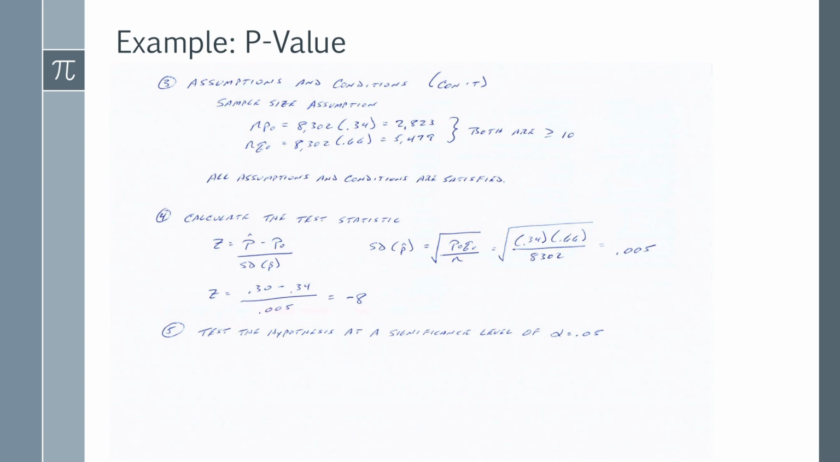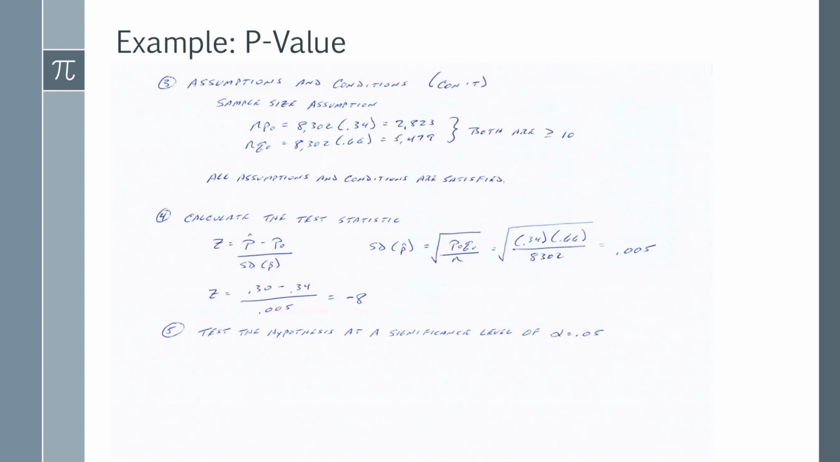The next step is to calculate the test statistic. Our test statistic z is equal to p-hat minus p-naught, divided by the standard deviation of p-hat. And the standard deviation of p-hat is p-naught times q-naught divided by n, and then you take the square root of that result. So that'll give us 0.34 times 0.66 divided by 8,302. We take the square root of that, and that gives us a standard deviation of p-hat of 0.005. Now we substitute all of our numbers in to calculate our z. Our p-hat is 0.30, our p-naught is 0.34, and our standard deviation of p-hat is 0.005. So we solve for z, and that gives us -8.